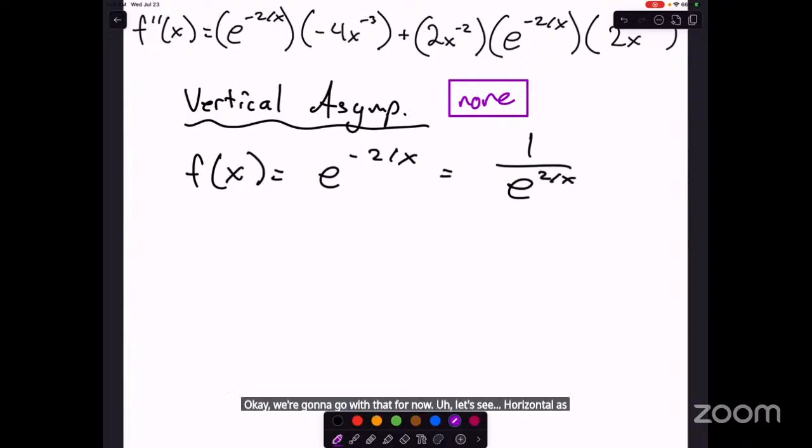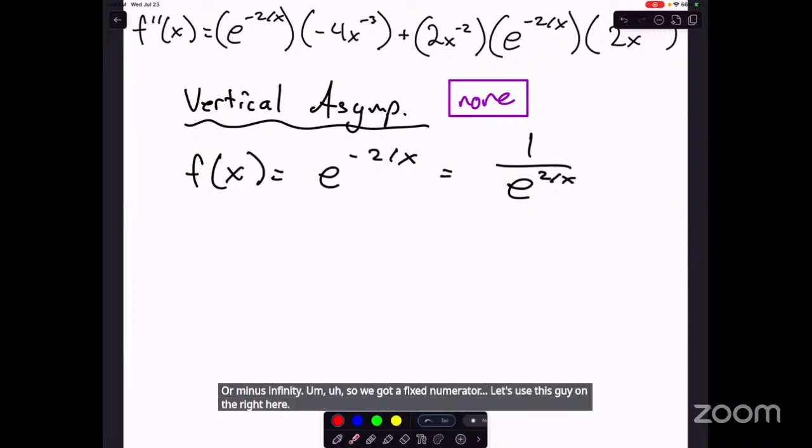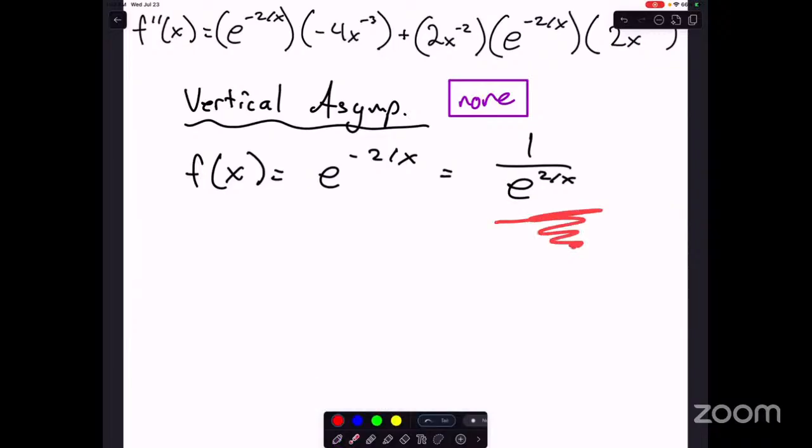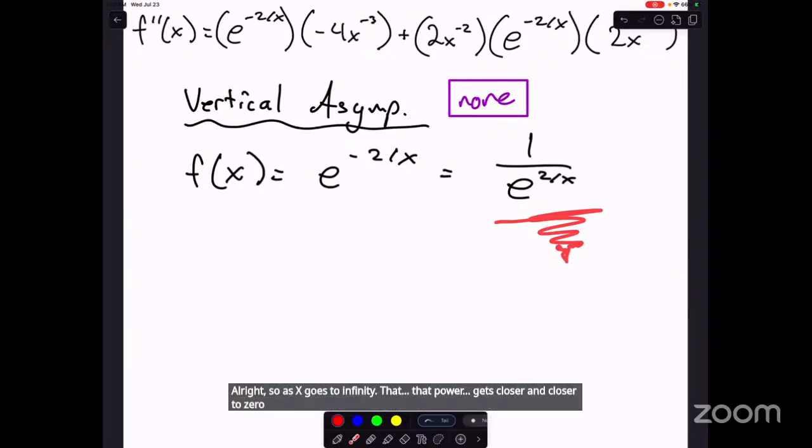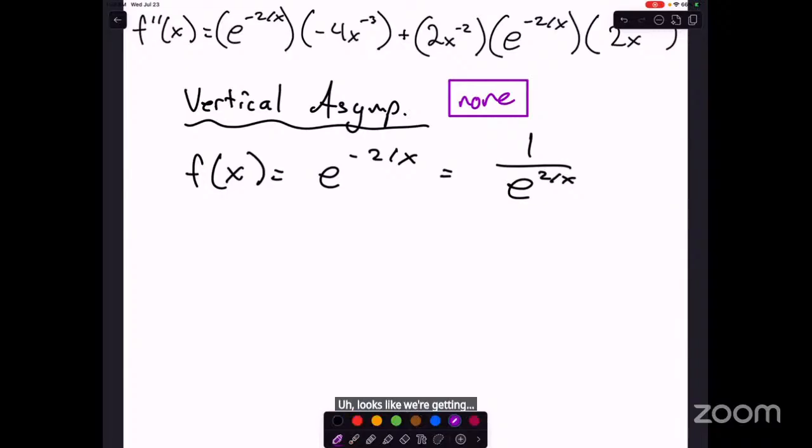Horizontal asymptote. Basically, as x goes off to plus infinity or minus infinity, we got a fixed numerator. Let's use this guy on the right here. As x goes to infinity, that power gets closer and closer to 0. So we have e to the power of 0, which is a 1. So as x goes up to the far right, it looks like we're getting a 1.